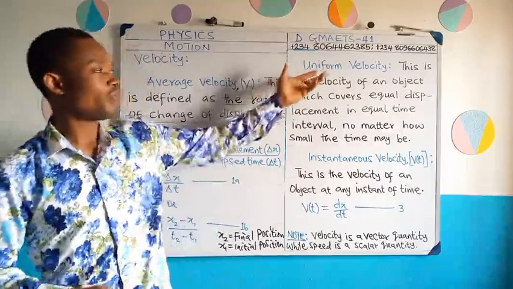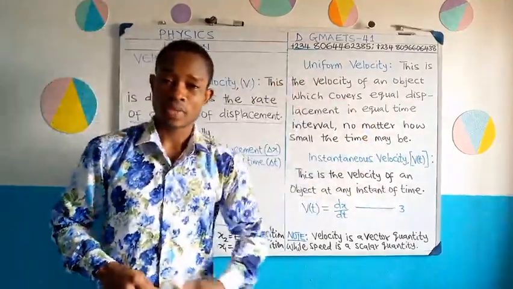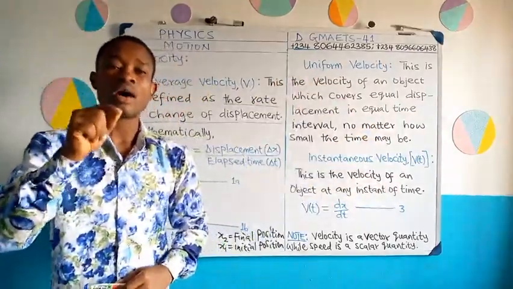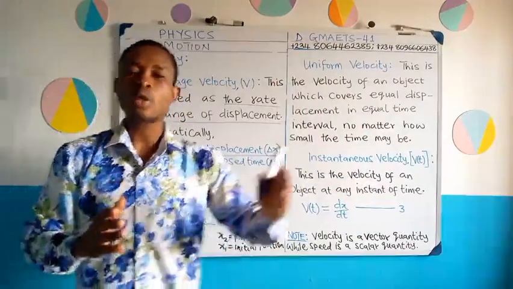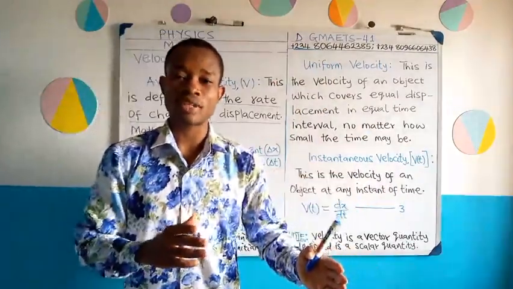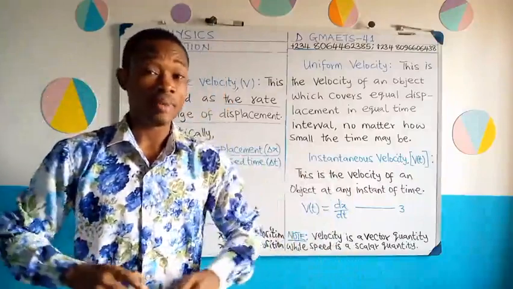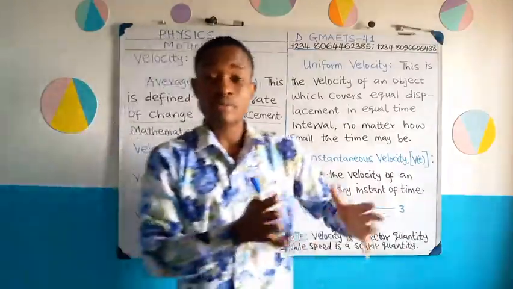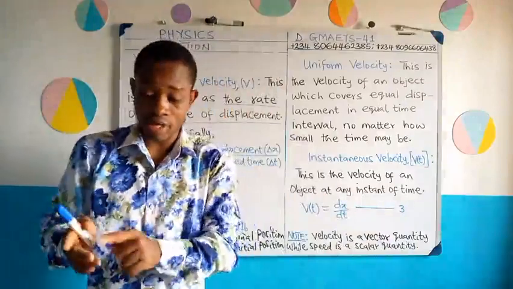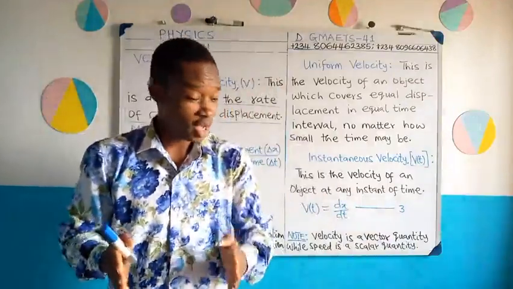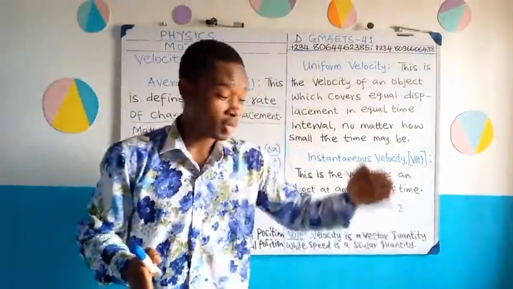Alright, so uniform velocity or constant velocity. This is the velocity of an object when equal displacement is covered in equal time interval, no matter how small the time may be. So if you cover the same displacement, let's say from here to here, the displacement is the same as from here to here, the displacement is the same as from here to here.